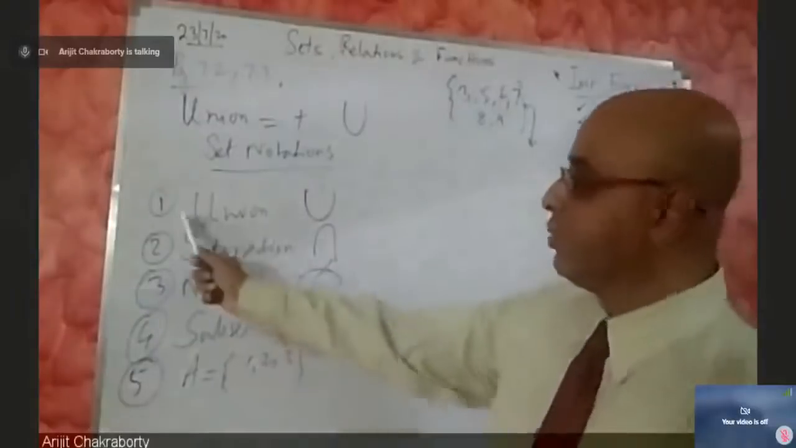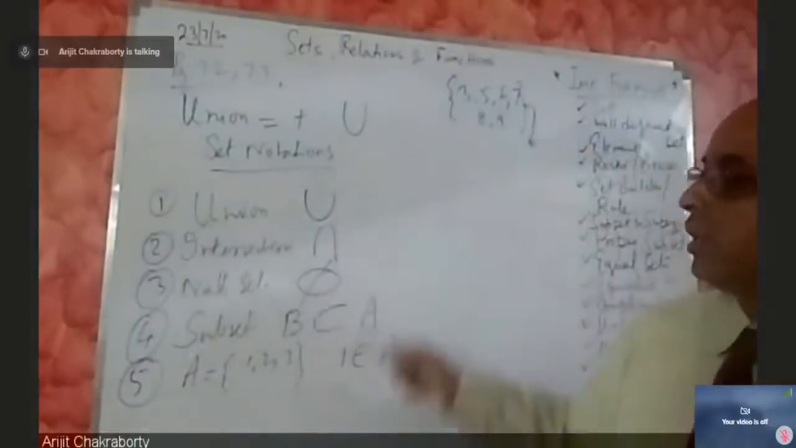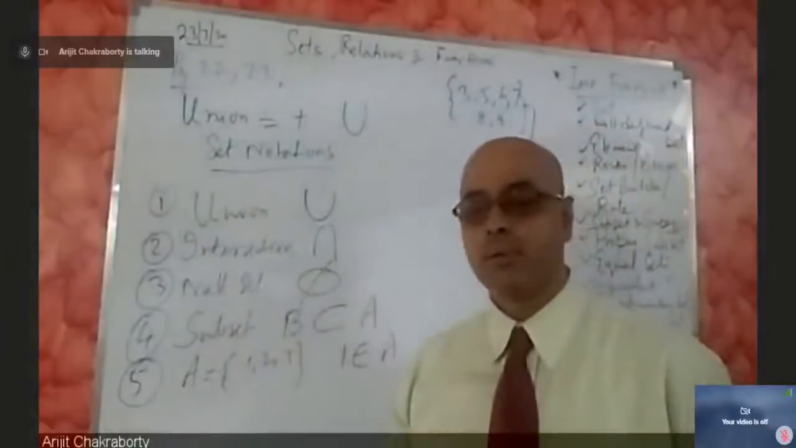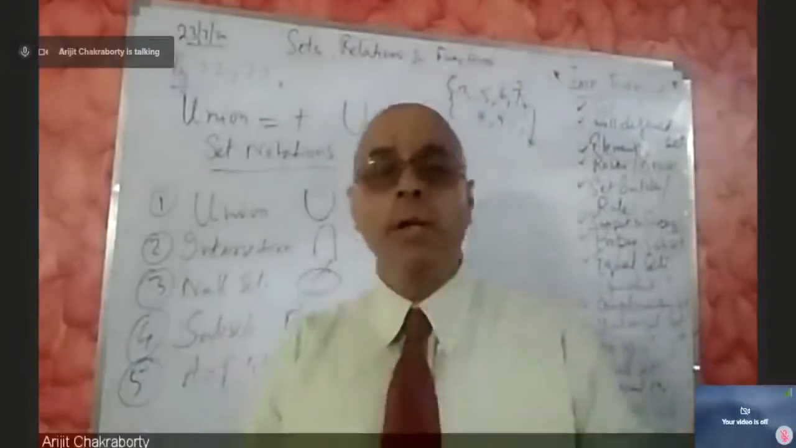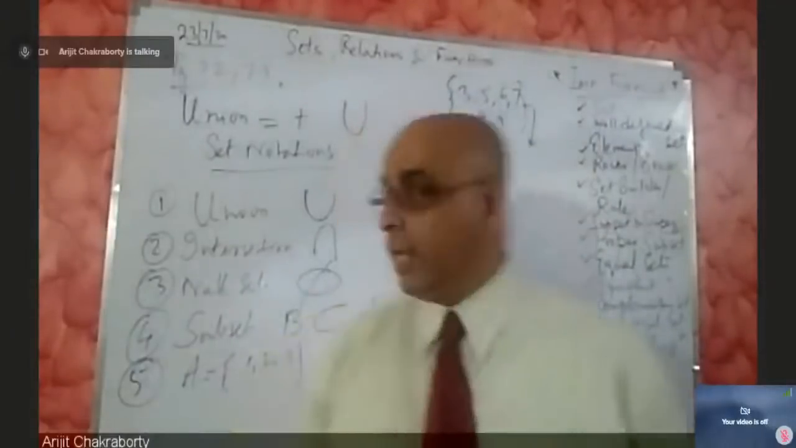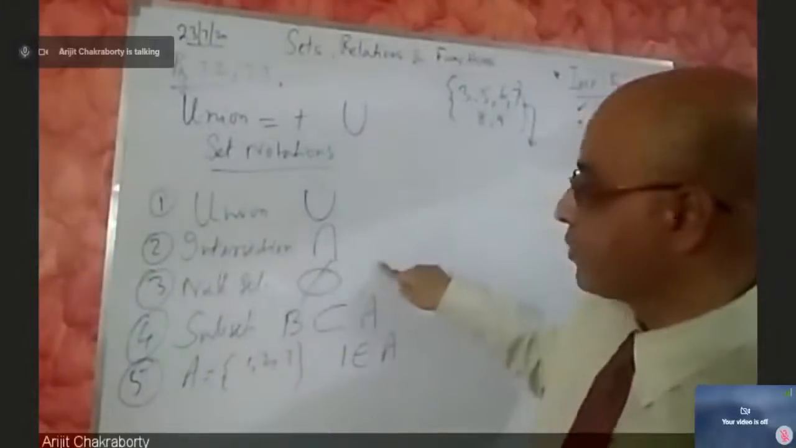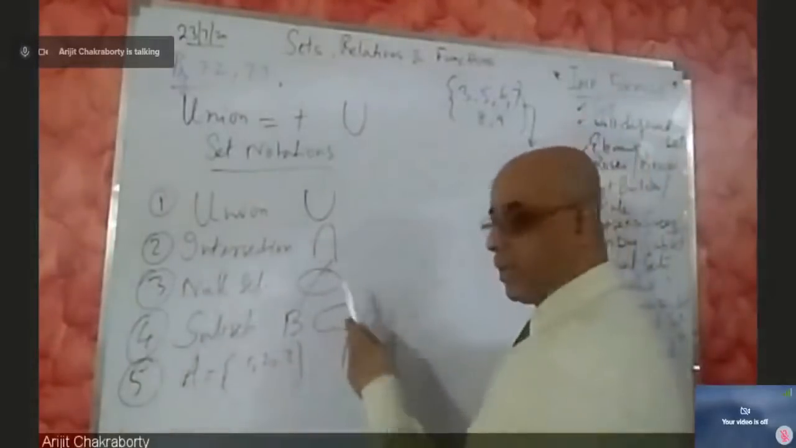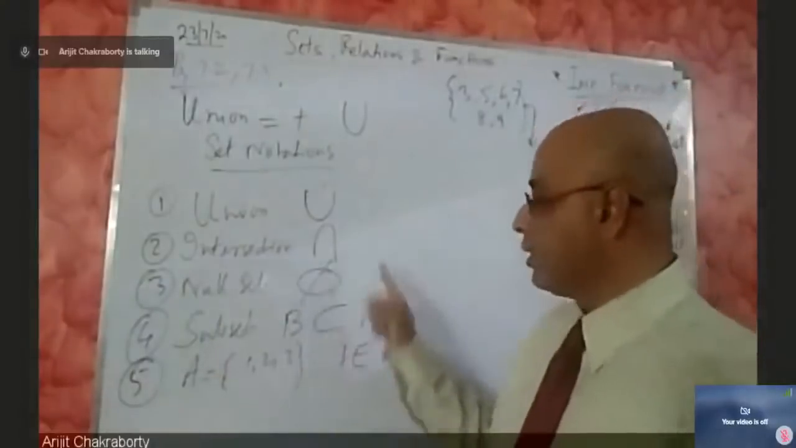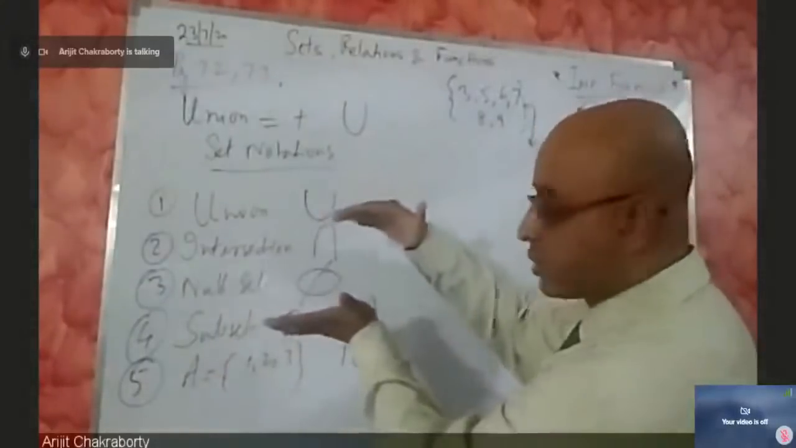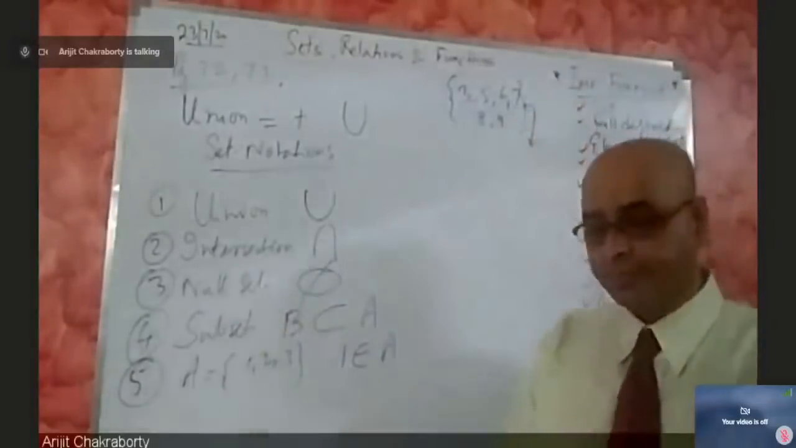So once again, union means the addition of two sets. It is shown by a U. Intersection, we will see what is intersection. Intersection of two sets means the common elements of two sets. It is shown by this symbol, inverted U. Null set is shown by this symbol. Subset is shown by U but in a horizontal way, and element is shown by this symbol.